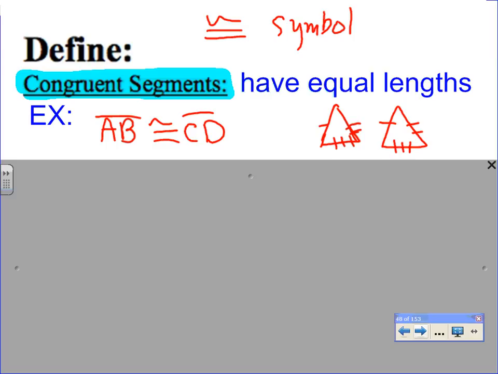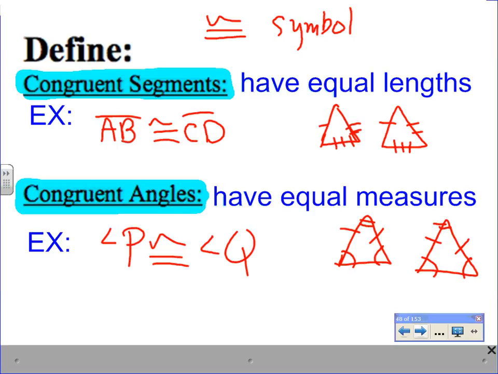Okay, let's talk about one more thing here, and then I'm going to save the rest for tomorrow. Congruent angles still means that they are equal, have the exact same measure. And you're still using the same symbol for congruent. Here's an example of an angle. The little angle symbol in front kind of looks like a less than symbol. But this means angle P is congruent to angle Q.